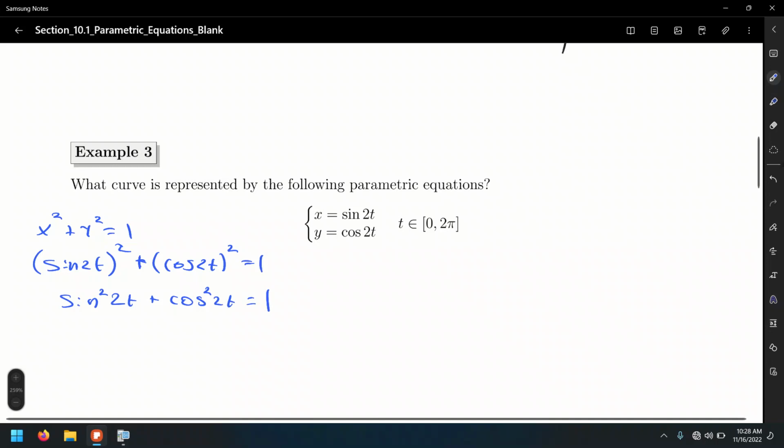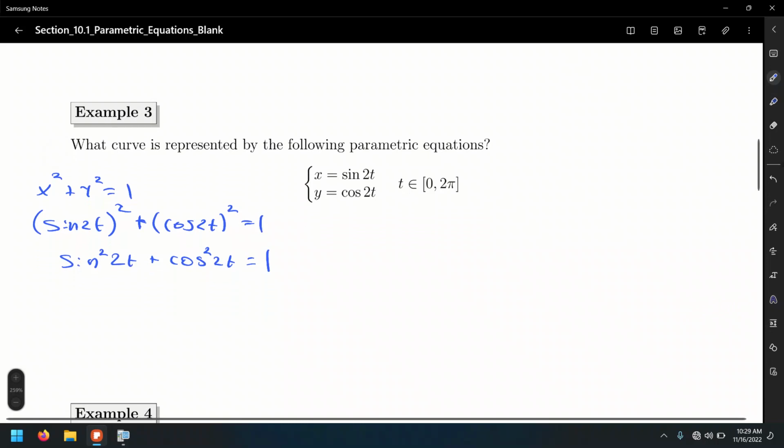Recall that identities work for every multiple angle. So sine squared x plus cosine squared x equals 1 still holds if you have sine squared of 5x plus cosine squared of 5x. It works as long as the multiple angle is the same, and it's the same for every other identity, like the reciprocal identities. They work the same as long as all of them have the same angle. All right, and that's again the equation of a circle.